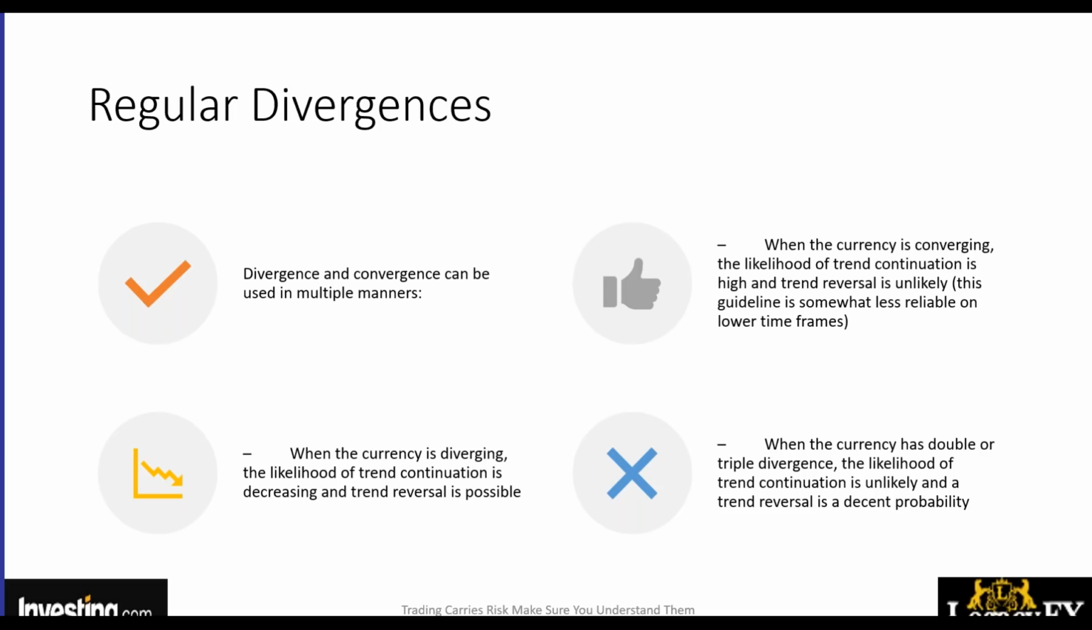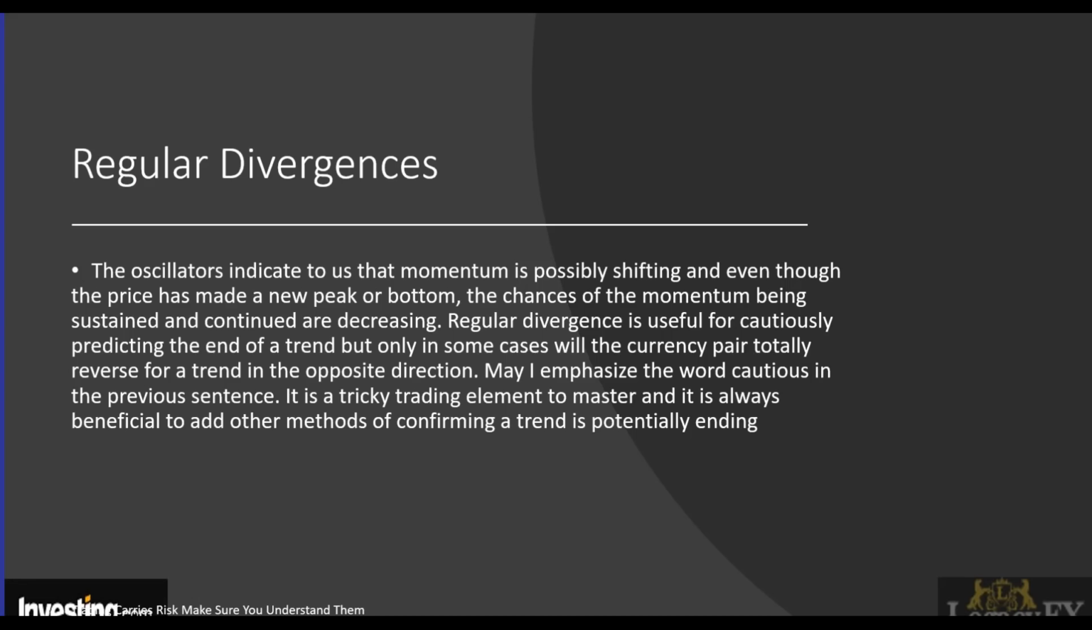When the currency shows double or triple divergence, the likelihood of a trend continuation is unlikely, and a trend reversal is a decent probability. So the oscillator indicates to us that momentum is possibly shifting, and even though price has made a new peak or bottom, the chances of the momentum being sustained and continuing are decreasing.